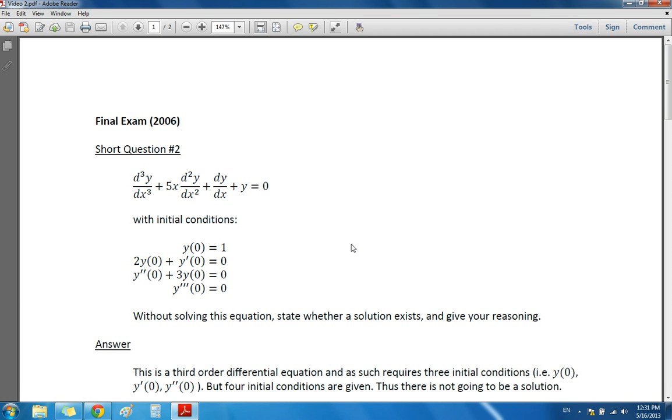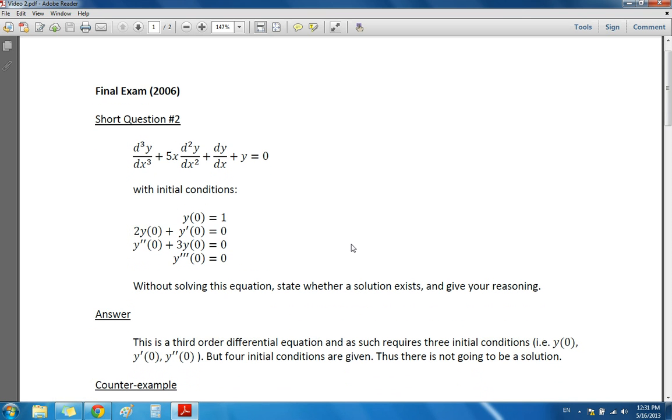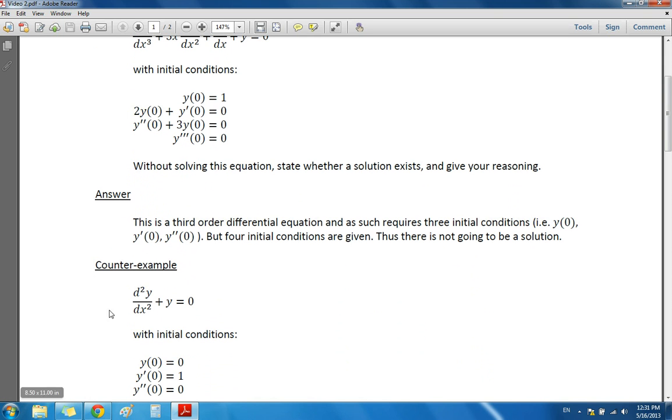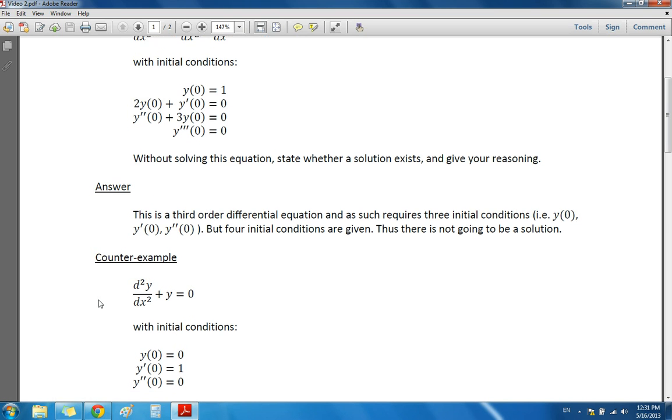So there's actually a problem with this answer, and it can be illustrated very well with a counterexample. So consider the following example. We have the following second order differential equation, fairly simple, and we have these 3 associated initial conditions. So immediately, if we go on the reasoning given in the answer above, since this is a second order differential equation, we only need 2 initial conditions, and the third one is 1 too many, so we will not have a solution. But let's see what happens when we go ahead and try to solve this guy.